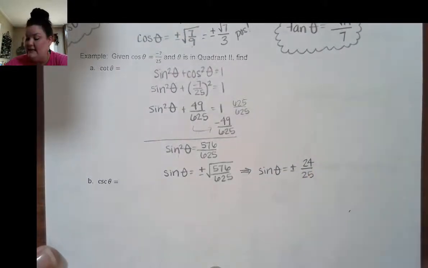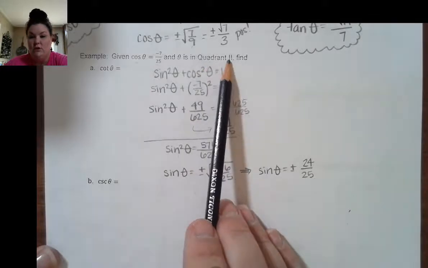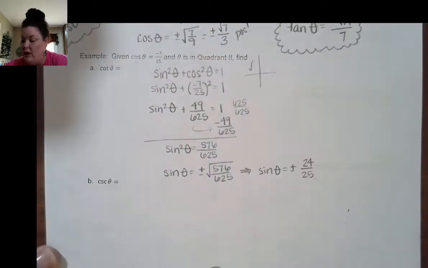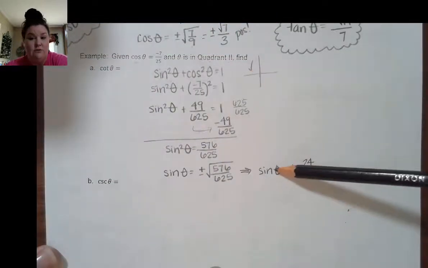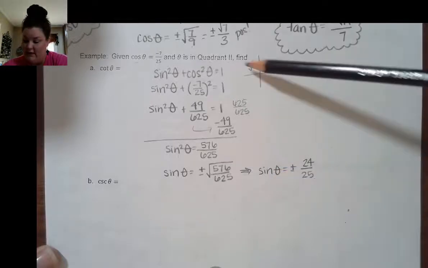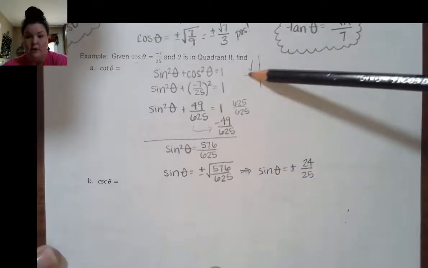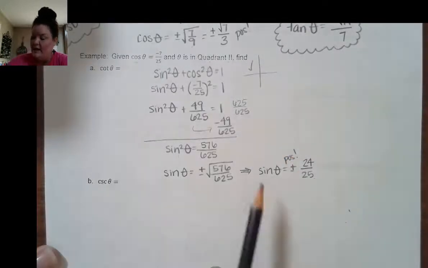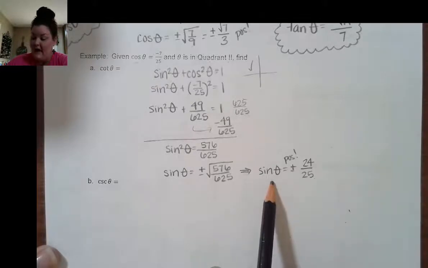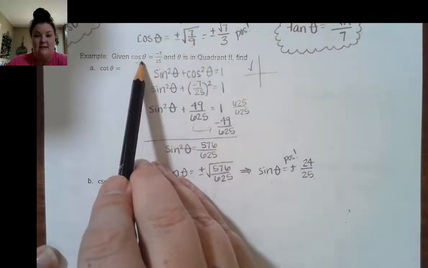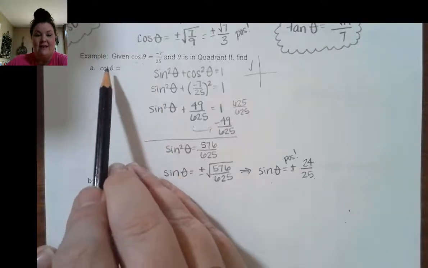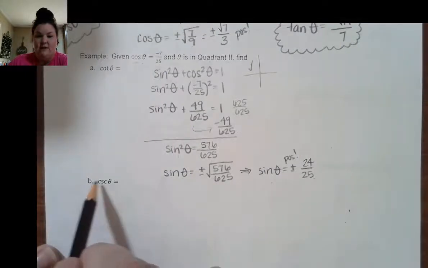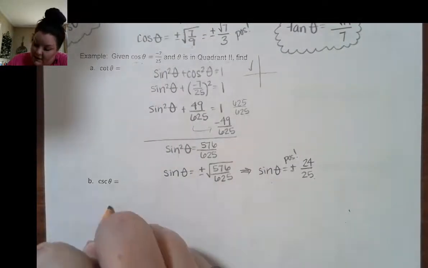Okay, it says it's in quadrant 2. So if it's in quadrant 2, that's over here, right? And in quadrant 2, my sine value, which is related to my y's, right? In quadrant 2, y's are positive. So I want the positive. Okay? All right, so now that I know what sine theta is, and I know what cosine theta is, now I can go ahead and figure out what cotangent theta is. So I'm going to go ahead and say cotangent theta.